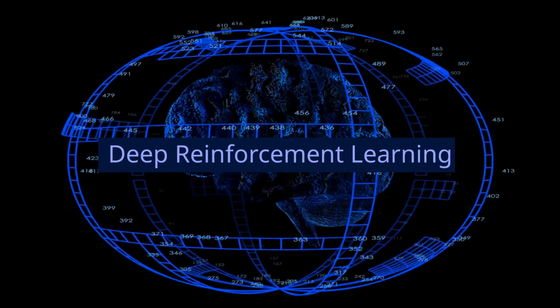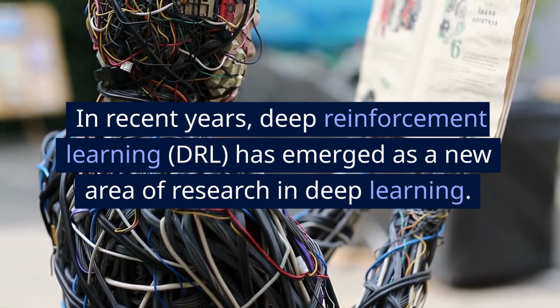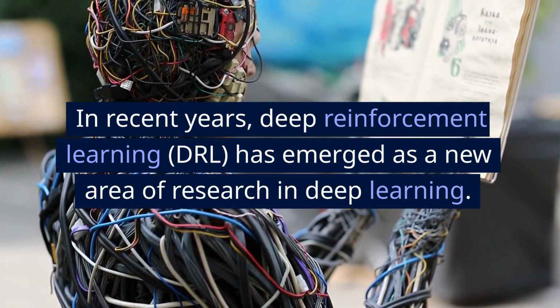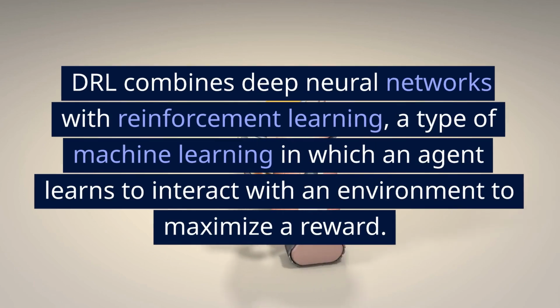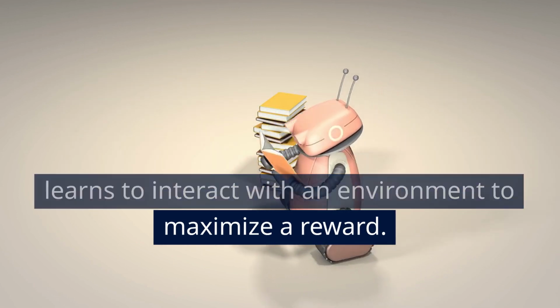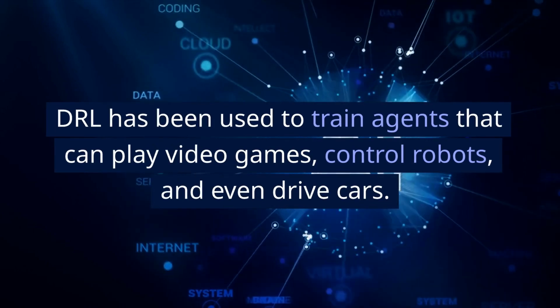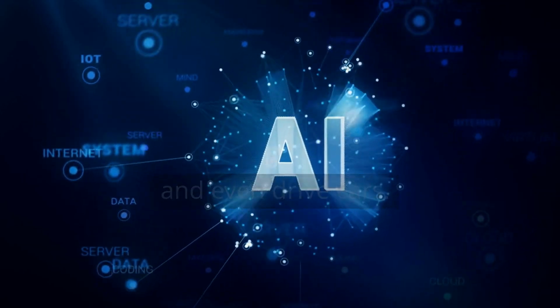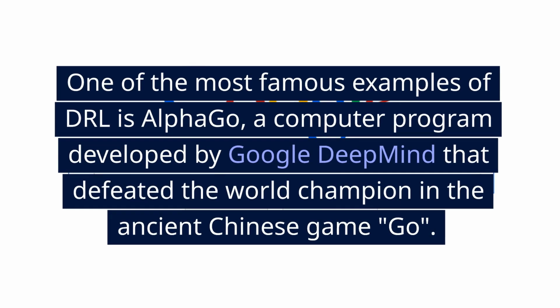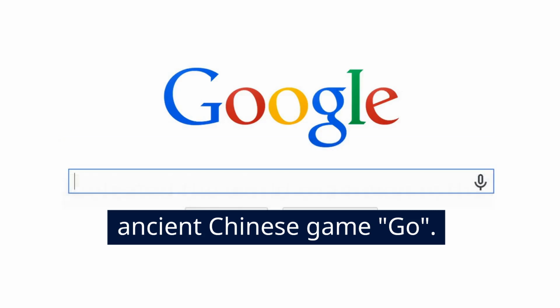Deep reinforcement learning. In recent years, deep reinforcement learning, DRL, has emerged as a new area of research in deep learning. DRL combines deep neural networks with reinforcement learning, a type of machine learning in which an agent learns to interact with an environment to maximize a reward. DRL has been used to train agents that can play video games, control robots, and even drive cars. One of the most famous examples of DRL is AlphaGo, a computer program developed by Google DeepMind that defeated the world champion in the ancient Chinese game, Go.